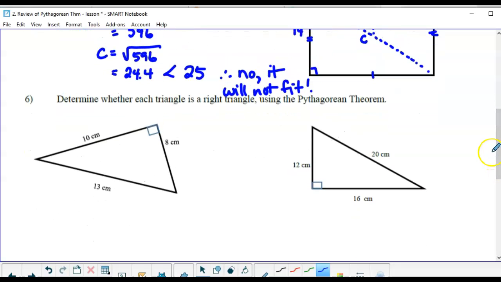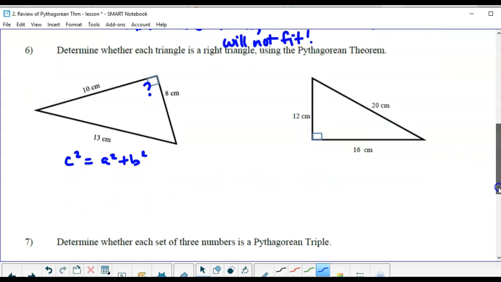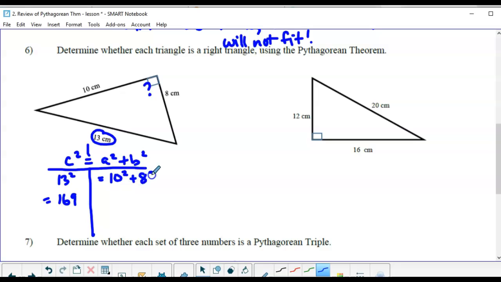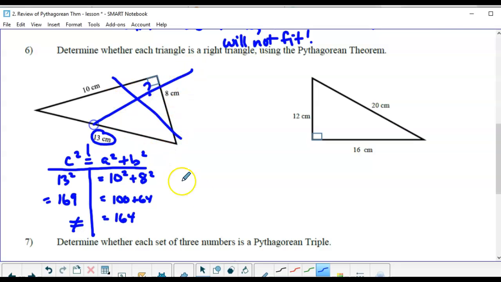And then determine whether each triangle is a right triangle. So we're trying to decide if that really should be a 90 degree there. So if it works, it means that these sides have to satisfy the Pythagorean theorem. So remember, our c squared equals a squared plus b squared. I'm going to split this up, kind of, I call it a T-chart. And so I always have to choose the longest side for my c, so that'll be 13 squared. Figure out what that is. And then the leg, so 10 squared plus 8 squared is 100 plus 64 equals 164. They are not equal, so no, it won't be a right triangle. Okay, so we can't put the 90 degree there.